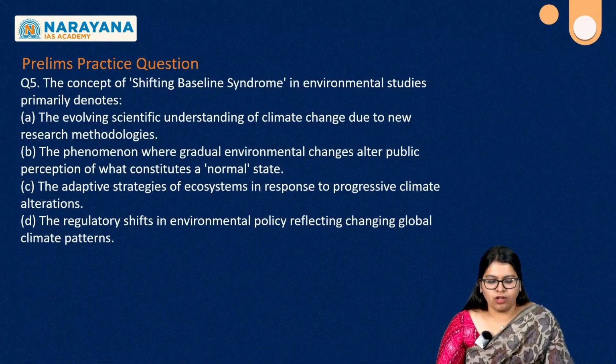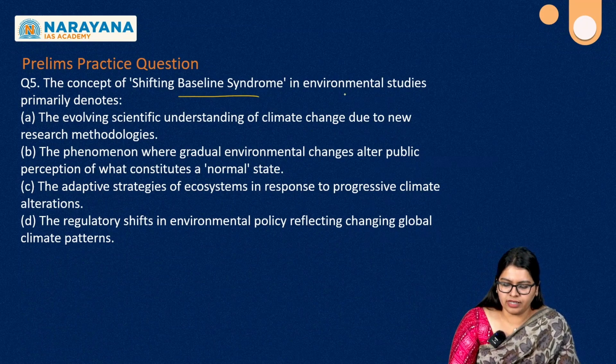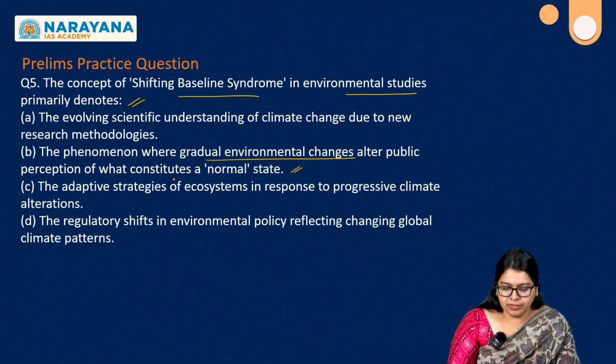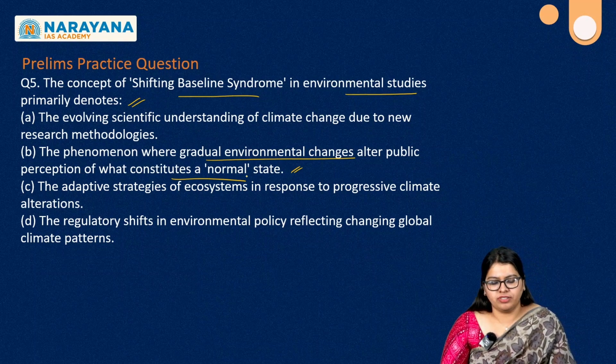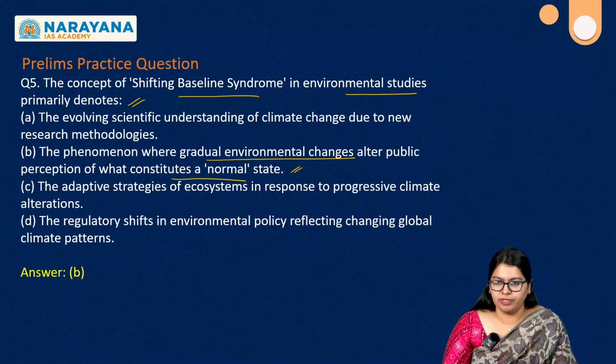The next question: the concept of shifting baseline syndrome in environmental studies primarily denotes which of the following? It is nothing but the phenomenon where gradual environmental changes alter the public perception of what constitutes a normal state. So the answer will be option B.